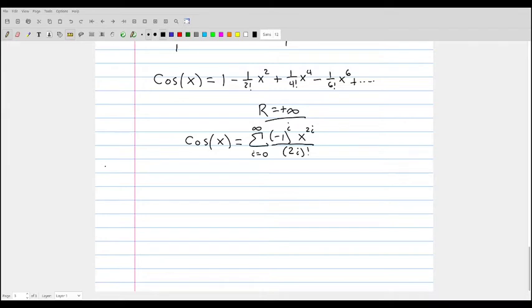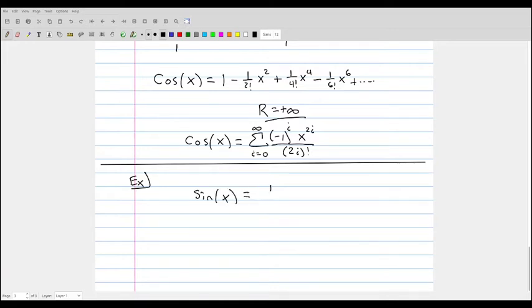I recommend you going through and doing that yourself, but it turns out that when you get the expression for the sine function, the Taylor series expansion for sine of x around x naught equals 0 is very, very similar. It's going to be the sum from i equals 0 to infinity, negative 1 to the i times x to the 2i plus 1 over 2i plus 1 factorial.